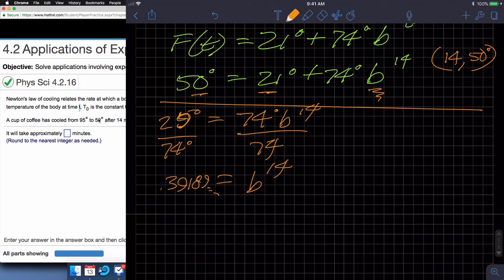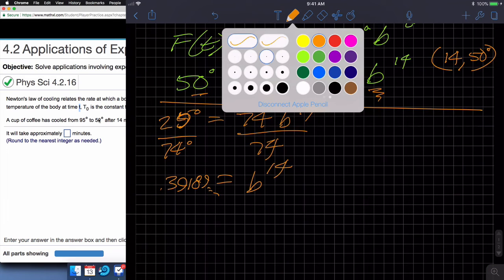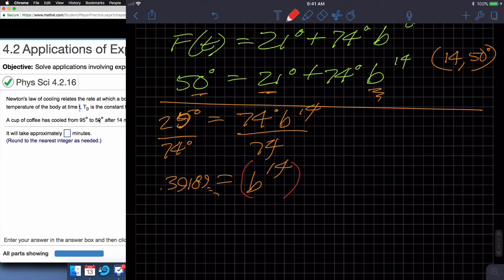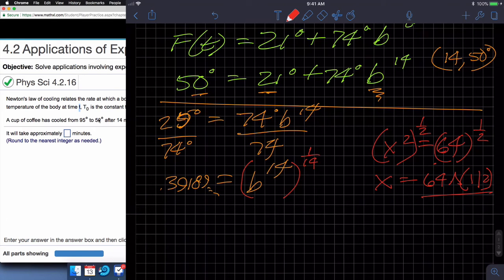Okay? So now, how do I figure out what b is? I think we talked about this in class. Maybe we didn't get to it. Maybe I'm conflating it with the other class. But what I'm going to do is raise this power to the 1/14. Reason being, if I have x squared equals 64, I take the square root of both sides. But what we've talked about already is that you can think of taking the square root as raising it to the 1/2. If you put this into your calculator, it's 64 caret 1 divided by 2. That's equivalent to taking the square root of both sides.